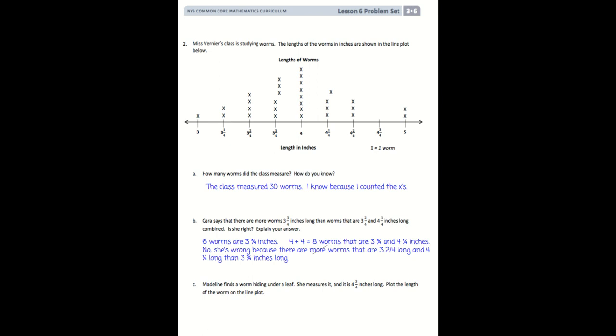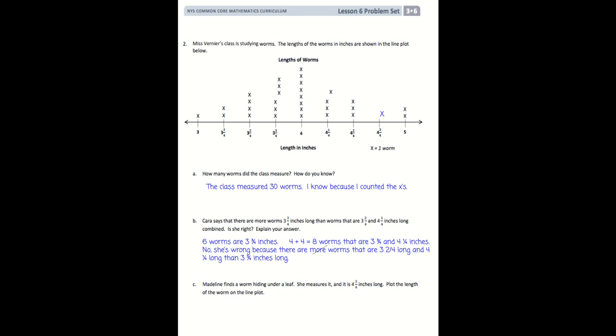So the last one is Madeline finds a worm hiding under a leaf. She measures it and it's 4 3/4 inches long. Plot the length of the worm on the line plot. So that's right here, and I put my X.